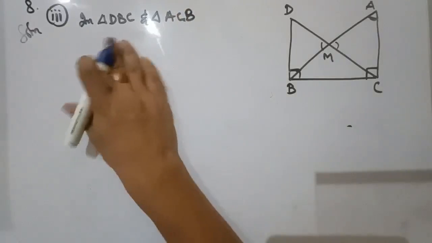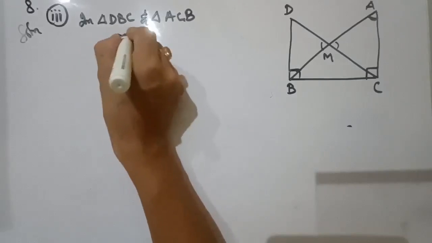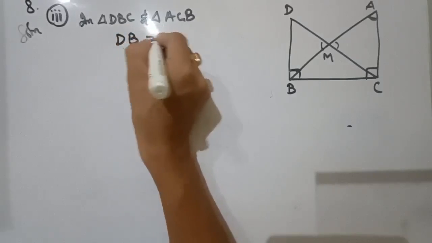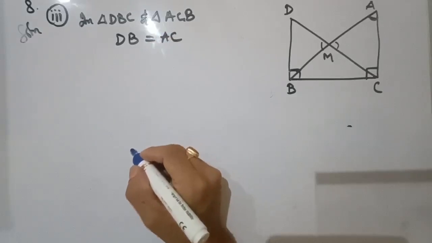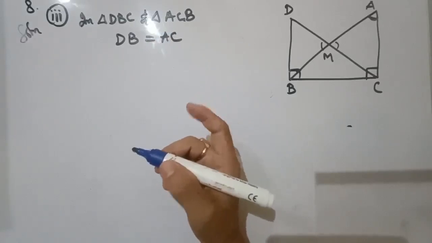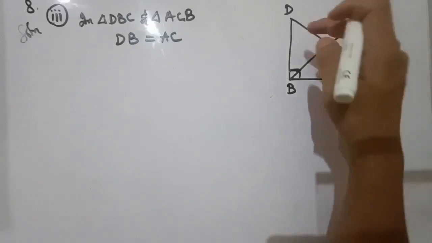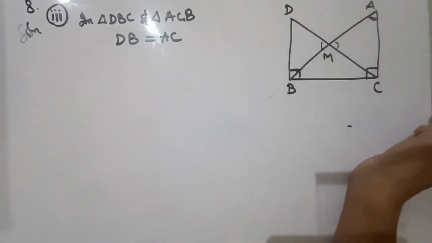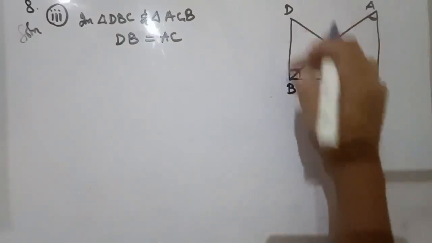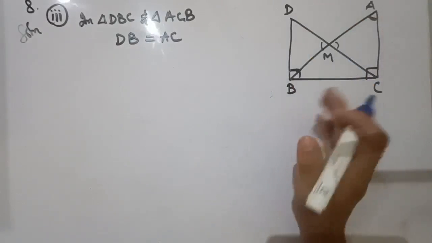So in these two triangles, side DB is equal to side AC. How can we say that these two sides are equal? Because in Roman number 1 we have proved that triangle DBM and triangle ACM are congruent to each other. So according to that, side DB is equal to side AC, being the corresponding parts of the congruent triangles.